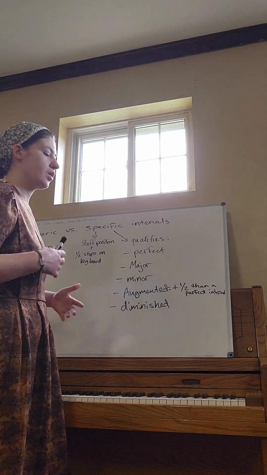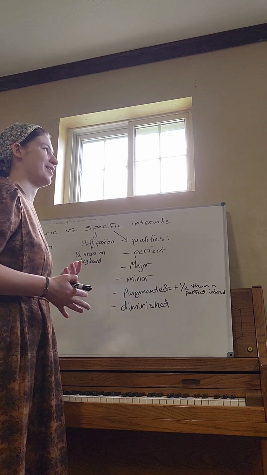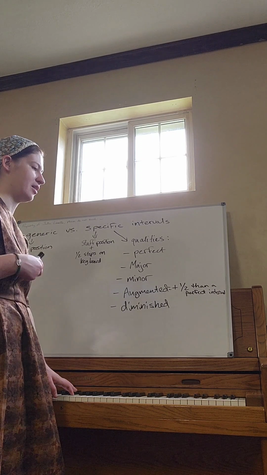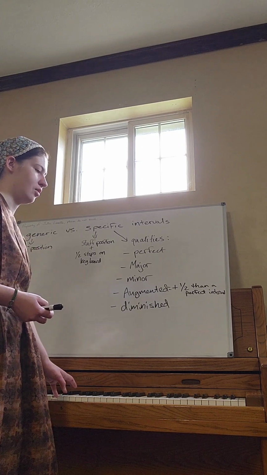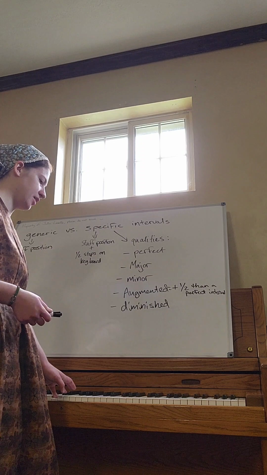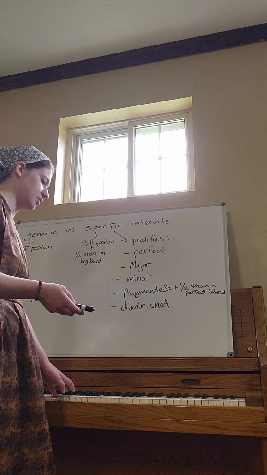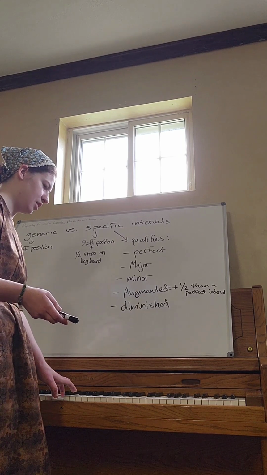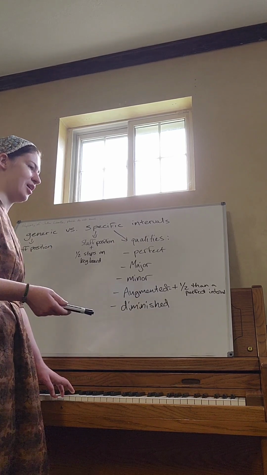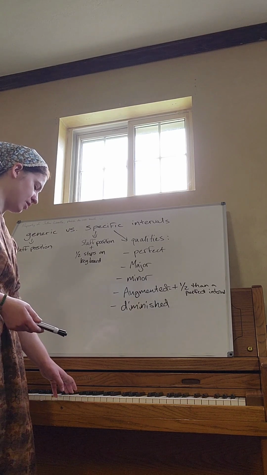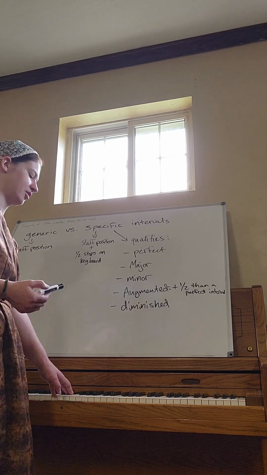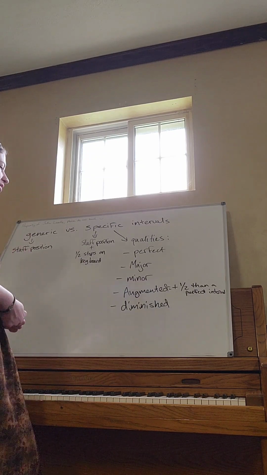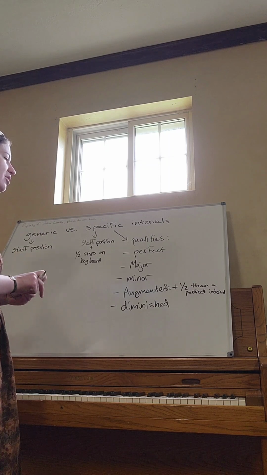And we talked about how many semitones it takes from middle C to make a minor second. So, one half step above the root makes a minor second. Two to get to a major second. Three to get to a minor third. And four to get to a major third. Well, now we're going to be talking about augmented and diminished intervals.